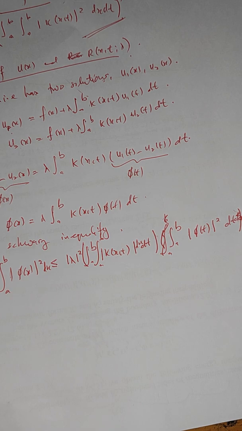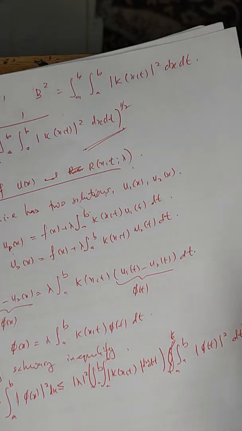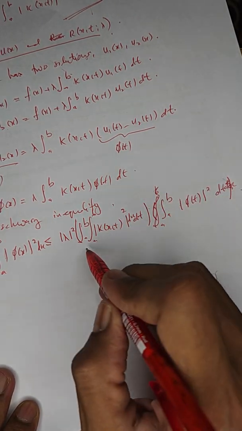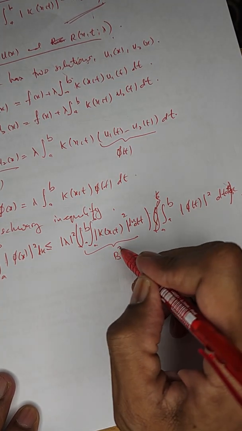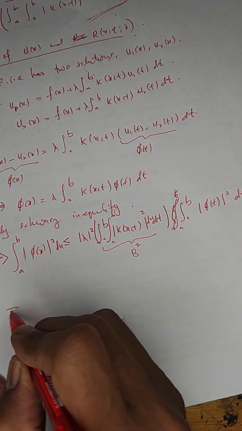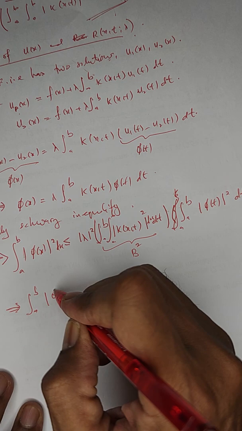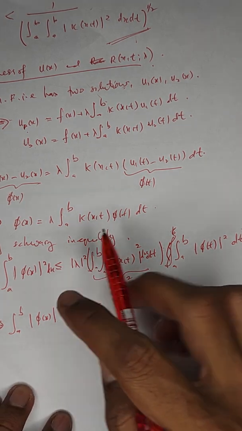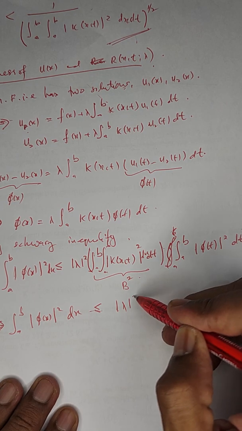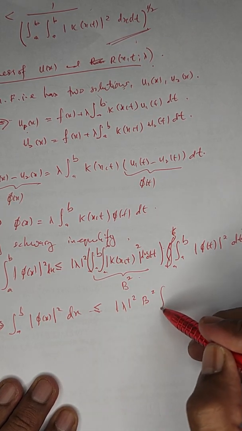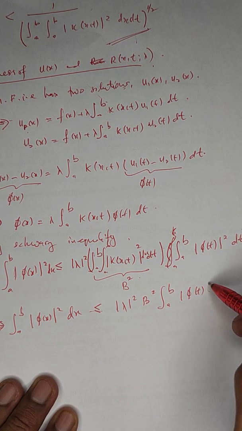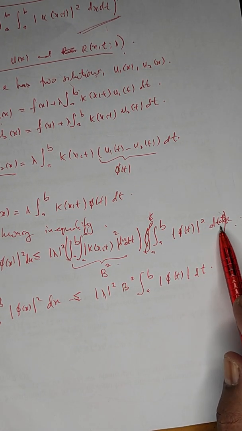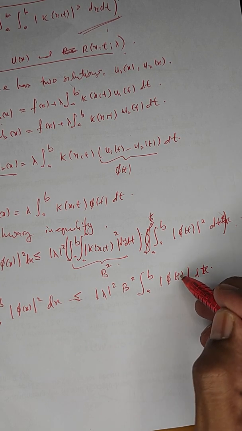Then using the previous relation that we have defined earlier, this is given as b, which is squared here. So this is our b squared. So what is left is that the integral a to b of phi x squared dx is less than lambda squared b squared times the integral a to b phi t dt dx, here phi x.